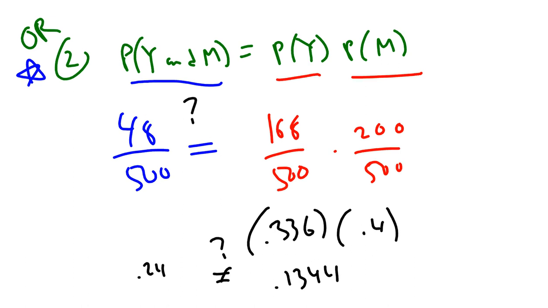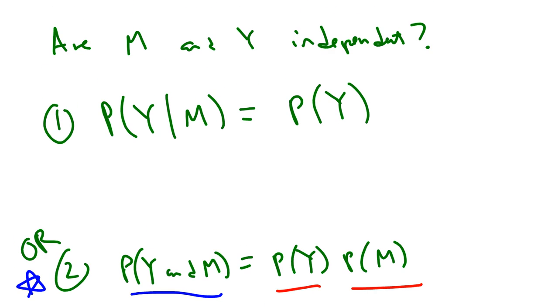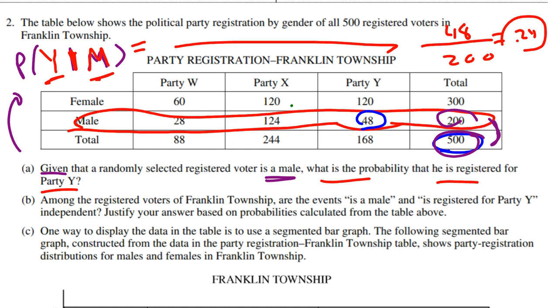Okay, let's talk about checking it the other way. This is sort of neat. The problem sort of led you in this direction if you think about it. This probability was asked about in part A, so we actually did that probability. Let's go back and find it. Here it was: the probability of Party Y given male was 0.24.